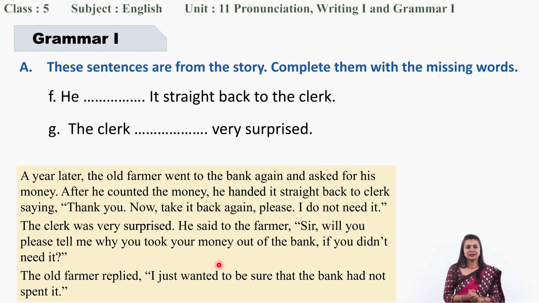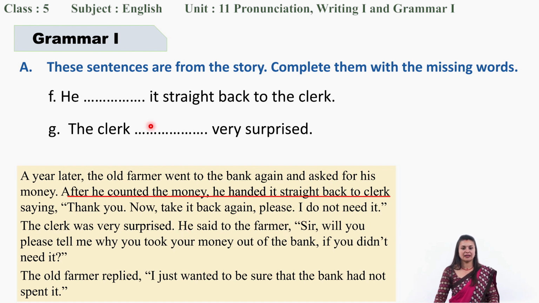Okay, so let's see the next sentence here. That is, he ... it straight back to the clerk. Again, read this paragraph of the story to find out the missing words. Okay, so have you found it? Where is it? Oh, this is here. Let's see then. After he counted the money, he handed it straight back to the clerk. Okay, so what is the missing word here? Handed. Very good.